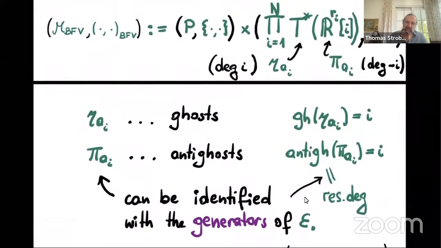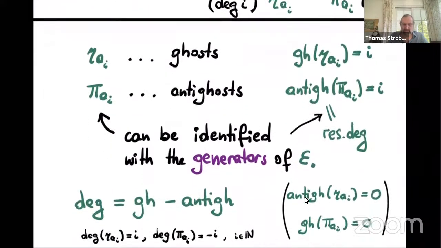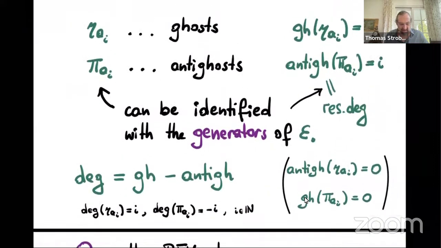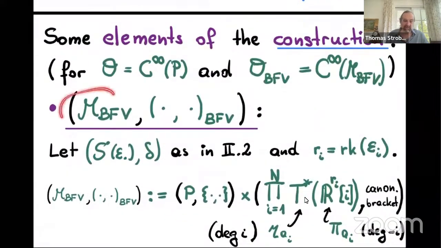And in the notation used in physics, these are the ghosts, these are the anti-ghosts, and they introduce degrees separately for them. So this is called ghost degree, anti-ghost degree, which is the same as the resolution degree, because we can identify these generators here with the generators of this resolution epsilon, this algebraic resolution. And the total degree has this minus sign because of this flip, which I mentioned, to get a cohomology. So this is how to get this MBFV with its bracket.